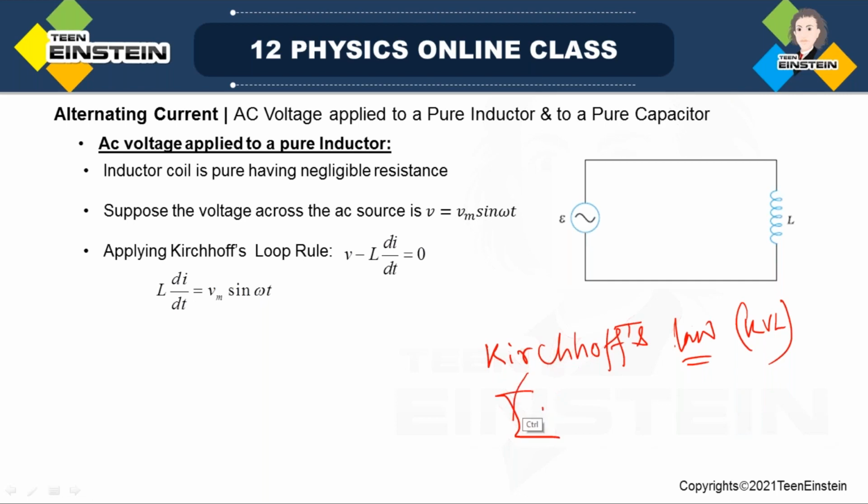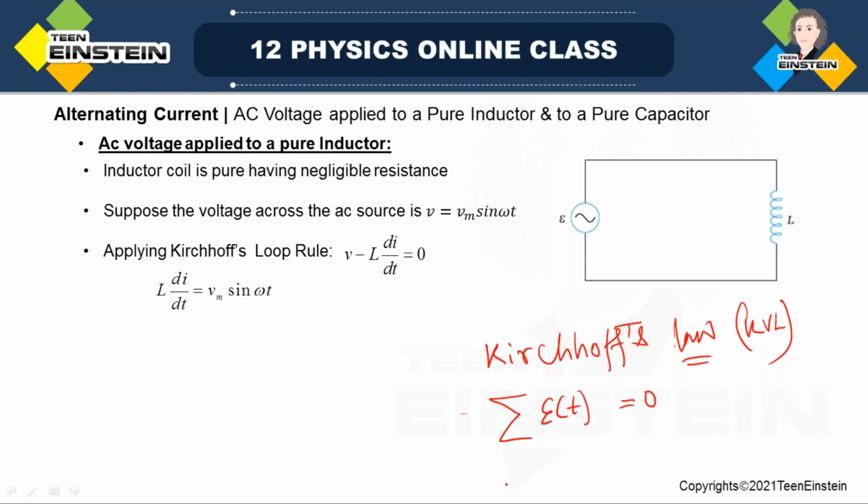So Kirchhoff's voltage law says that in a closed loop, the voltage drop across each circuit element, if you take the sum of all of them, is equal to 0 over a closed circuit. The voltage across each element, if you sum them up, is 0 for a closed circuit.